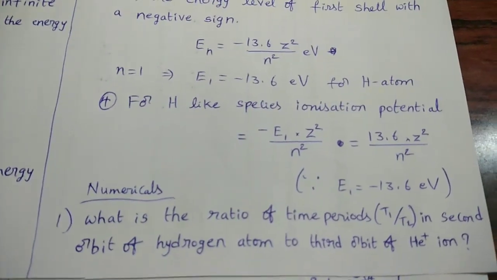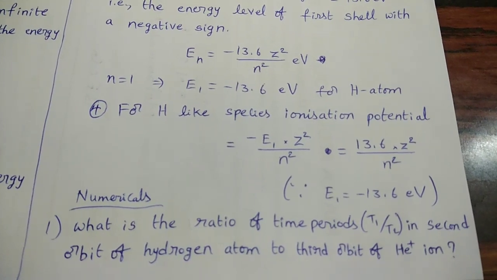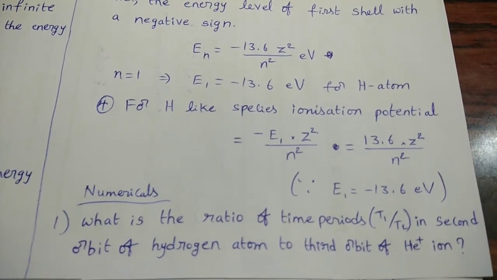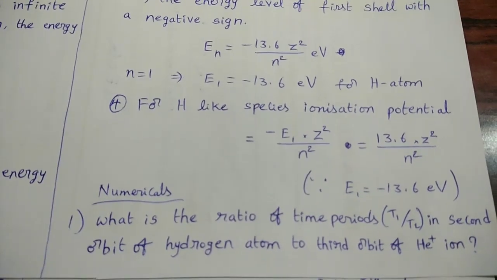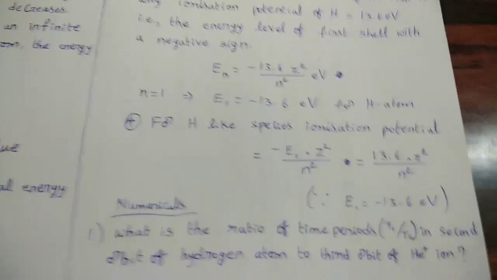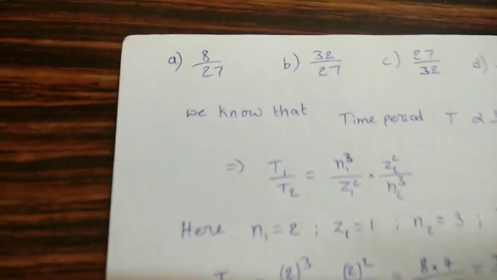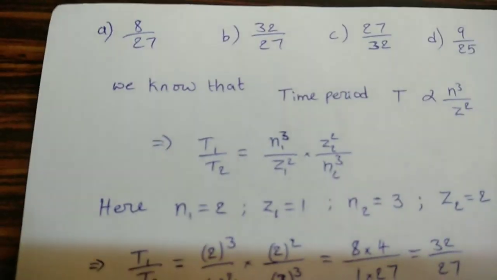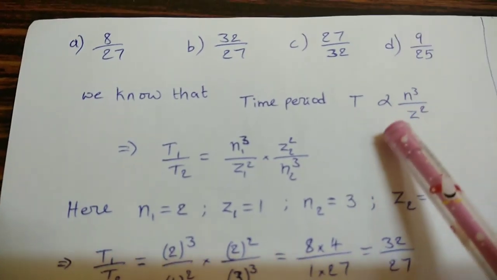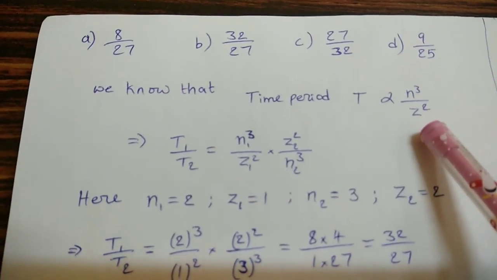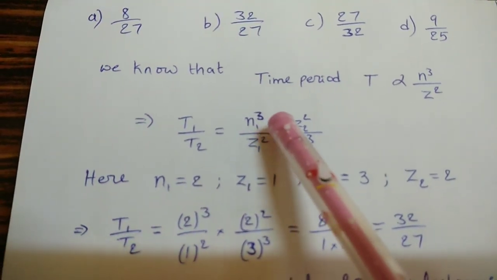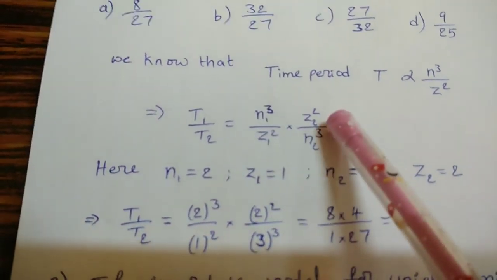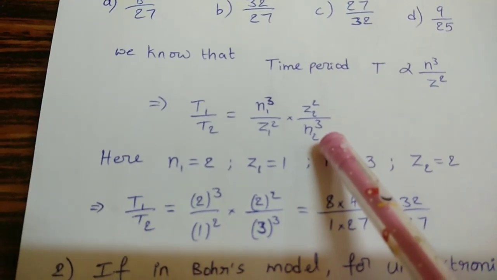Okay, see the numerical. What is the ratio of the time periods T1 by T2 in the second orbit of the hydrogen atom to the third orbit of He plus ion? Time period we should calculate. See the answer. For this, we know that time period T is directly proportional to n cube divided by Z square. From that, T1 by T2 equal to n1 cube by Z1 square into Z2 square by n2 cube.